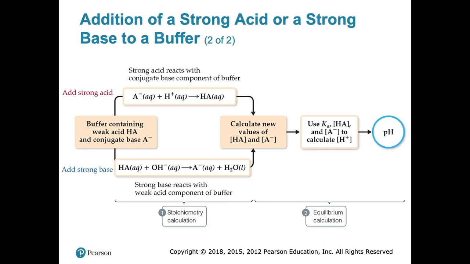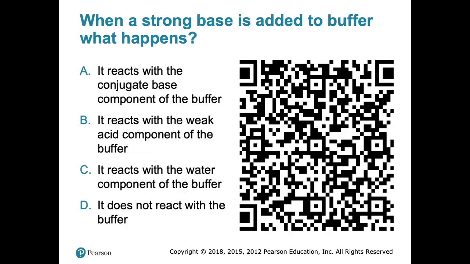Don't worry, there won't be a lot of these questions today because I have to get through a lot. But here's your first question: when a strong base is added to a buffer, what happens? It reacts with the conjugate base component. It reacts with the weak acid component. It reacts with the water component, or it reacts with nothing in the buffer.